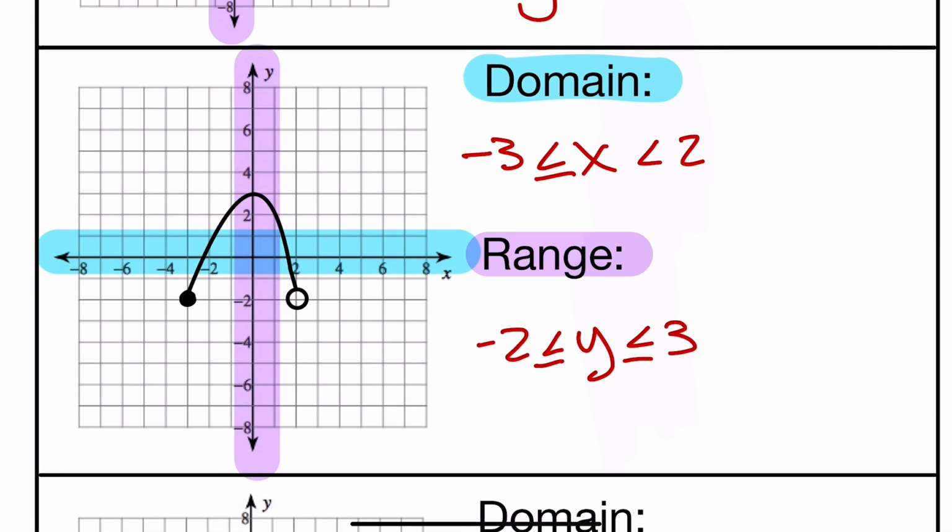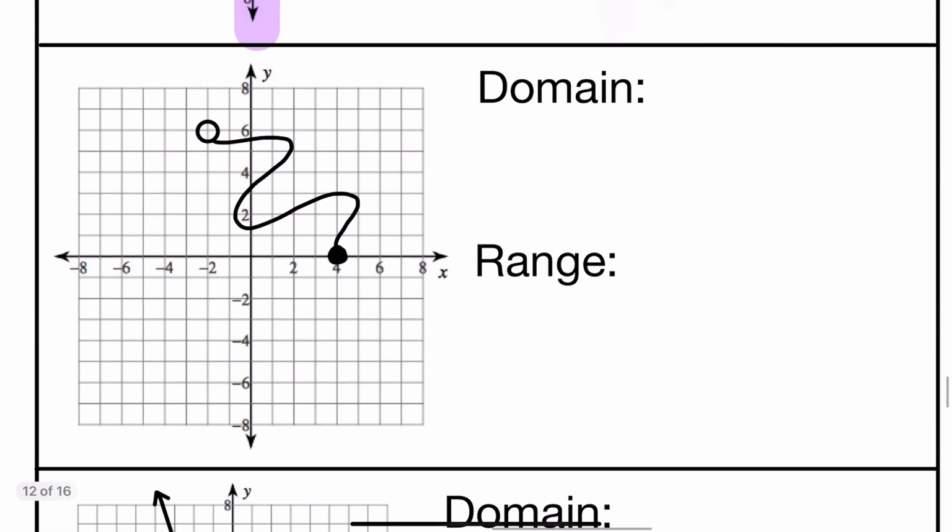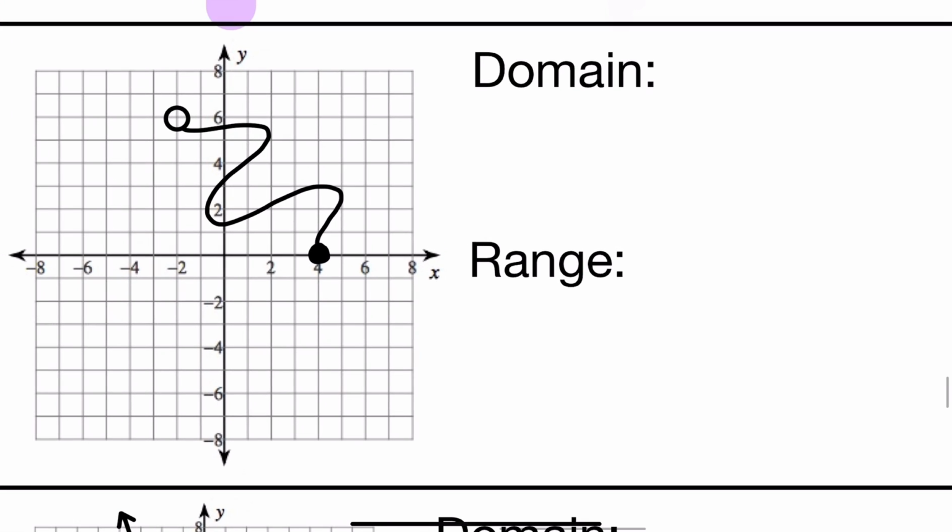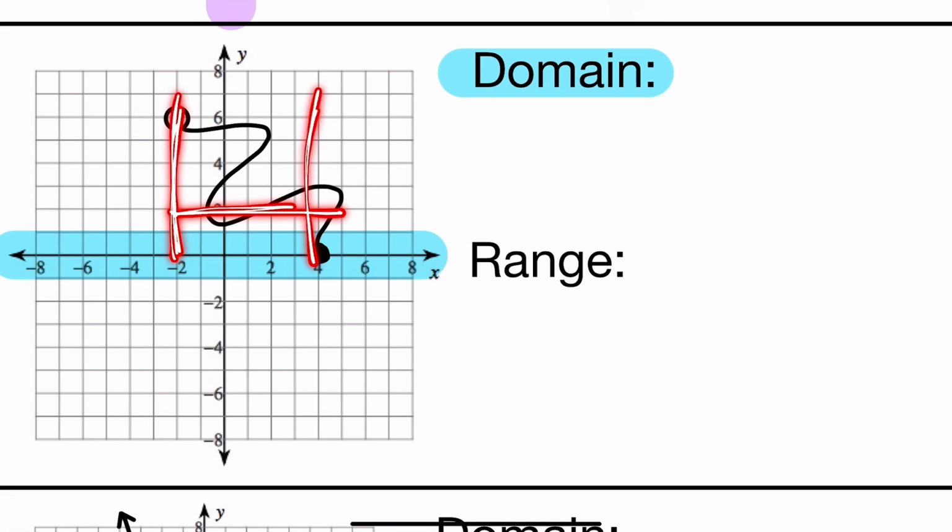Okay, let's see another one. All right, a little bit curvier, that's okay. I'm going to look at my domain first. So going from left to the right here. Okay, I'm starting at my start point. That's going to be right here. That's at -2 on my x-axis. So I'm going to have an x, and I'm going to start with -2.